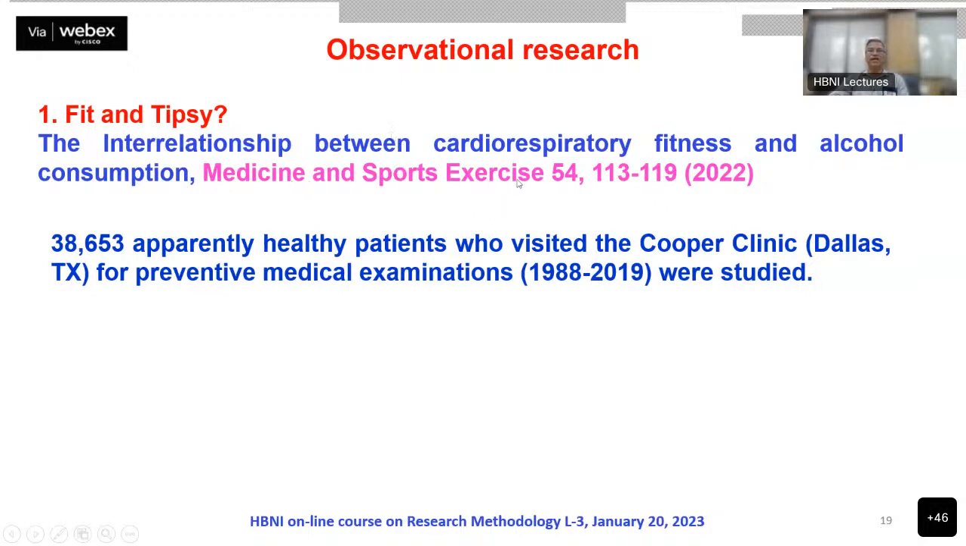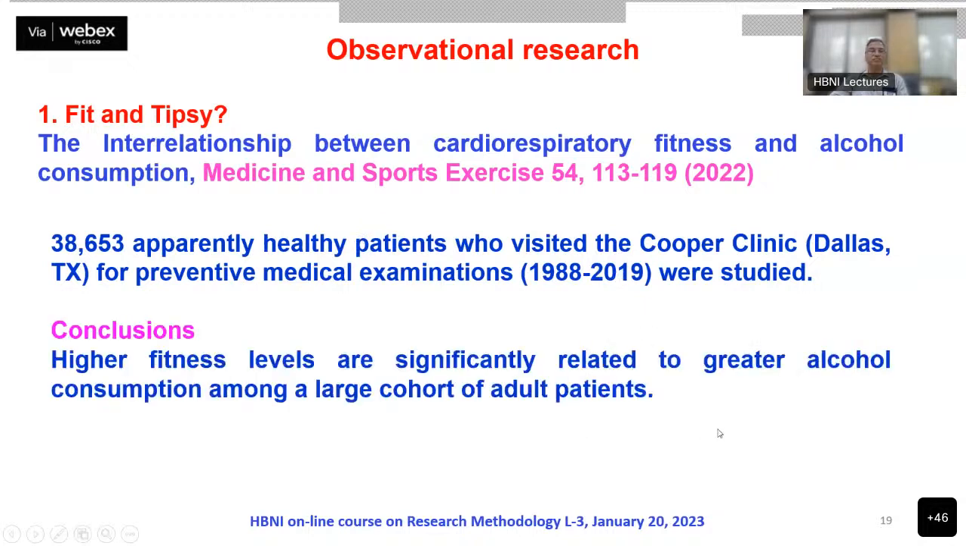So, in Medicine and Science in Sports and Exercise 2022, what they did is, there is a hospital, Cooper Clinic in Dallas, Texas. They surveyed 38,653 apparently healthy patients who had been visiting this clinic for preventive medical examination during 1988 to 2019. You can see about 31 years; these doctors studied these patients and concluded that higher fitness levels are significantly related to greater alcohol consumption among a large cohort of adult patients.